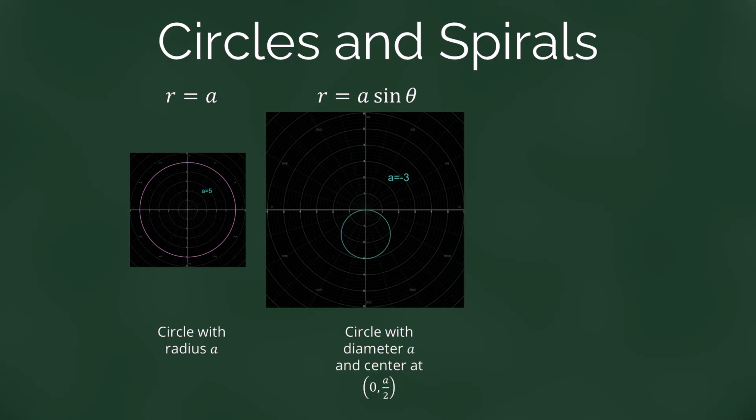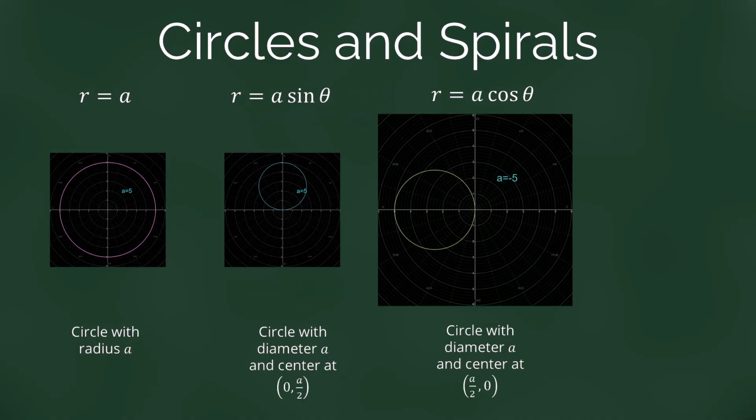Our next group is equations of the form r equals a times the sine of theta. And we'll see here that this gives us a circle with diameter a, and the center is at 0, a over 2. So these circles are centered along the y-axis.